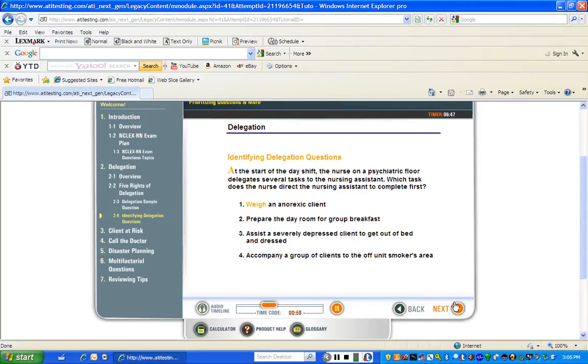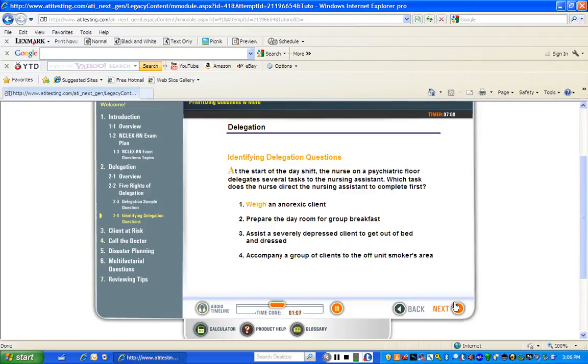Option 2. Prepare the day room for group breakfast. As we know, in the therapeutic milieu, the clients eat meals together as part of the socialization experience. Preparing the room is appropriate, but is there a specific task that must be done early in the morning before a particular client can eat?